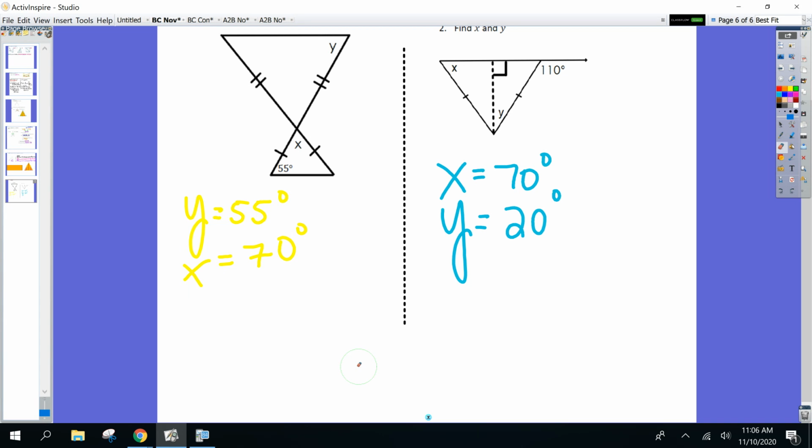Yep, go ahead, Hannah. Could you use angle side angle for that? As long as you said that angle A and angle C were congruent, because in a triangle, congruent sides are across from congruent angles. Yep, absolutely.